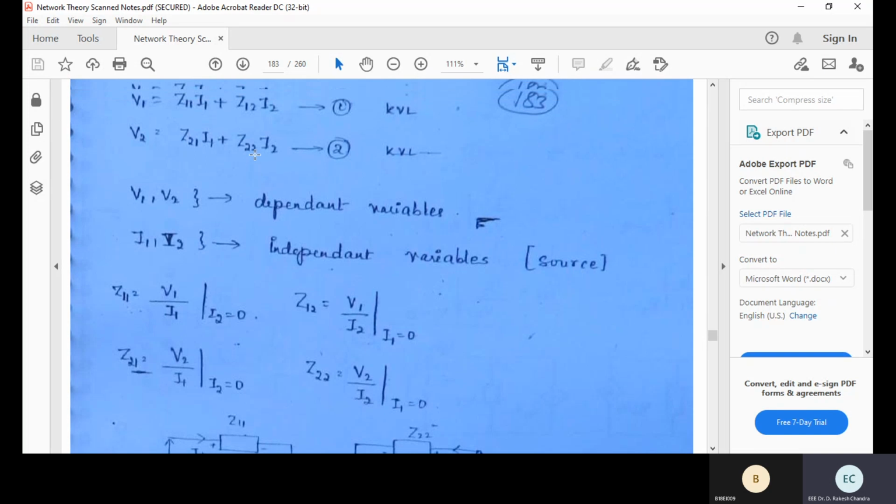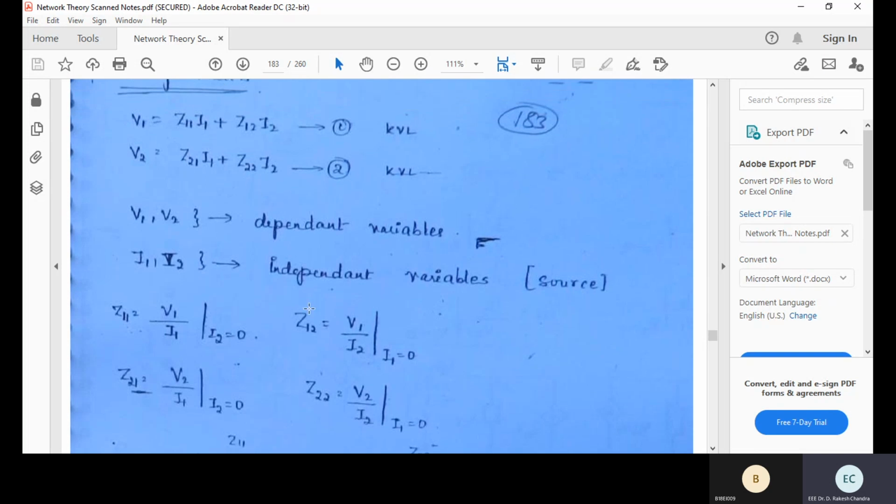Next, if you want to find out Z12, Z12 is equal to V1 by I2 provided your I1 is equal to 0. What do you mean by I1 is equal to 0? Your primary side is open circuited.